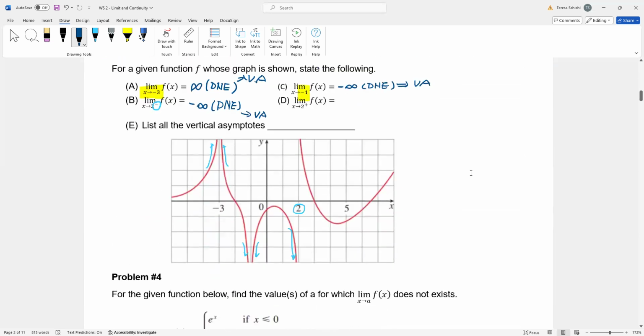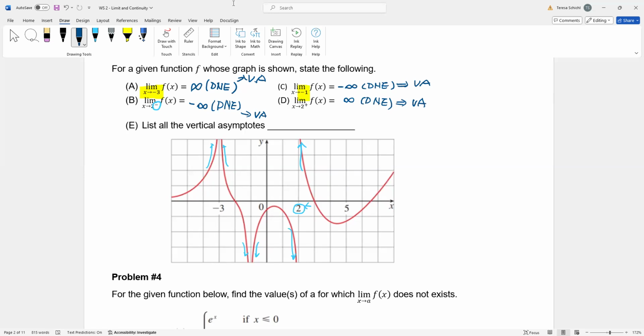Right, so now x approaches 2 from the right-hand side. X approaches 2 from the right-hand side. That means I'm approaching to here. So where does my function go? My function goes to positive infinity. So this is the DNE. This is also the vertical asymptote concept here.